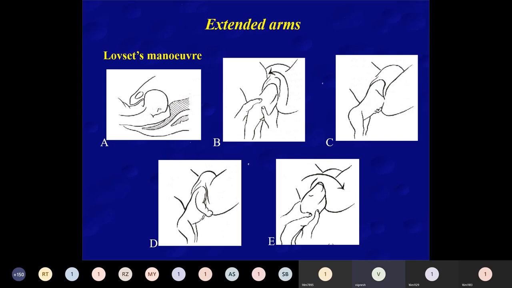See, like this. Then deliver the after-coming head by suprapubic pressure, either by the Bracht or Mauriceau-Smellie-Veit methods, or you can also use forceps, Piper's forceps. It is a special forceps, it doesn't have a pelvic curve, unlike Wrigley's forceps, which has both pelvic and cephalic curves.